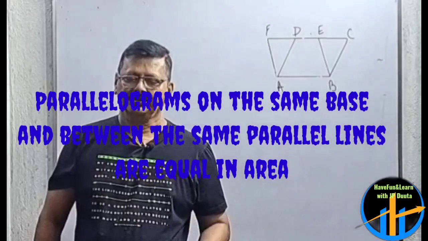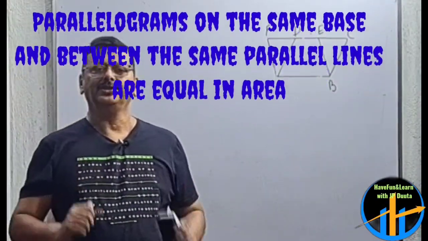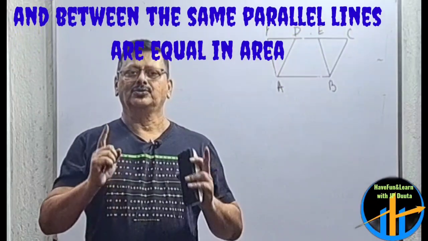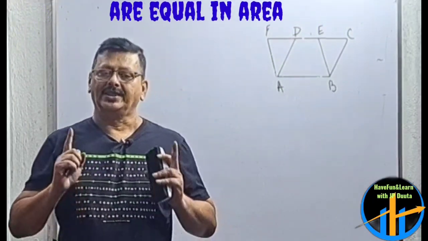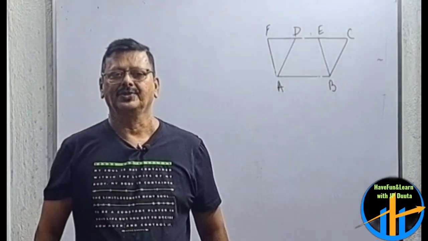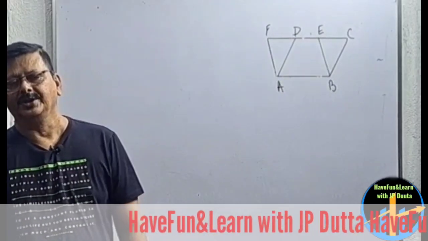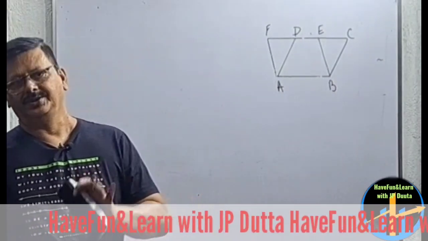Now explaining the theorem. The theorem says if you have two parallel lines and within these two parallel lines you've got two parallelograms and they share the same base, then the area of these two parallelograms will be equal. Right? Now before going into it, we got to understand three things.